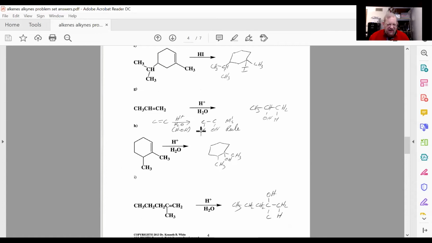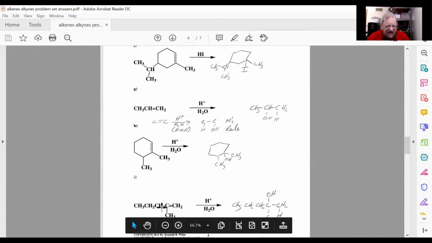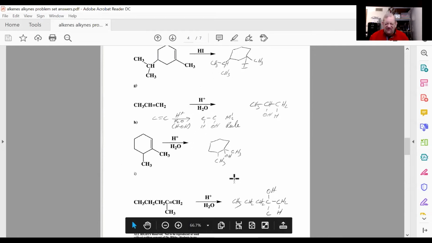And you break the pi bond. One carbon gets the H, the other gets the OH. And again, it follows Markovnikov's rule. The carbon of the double bond with the most hydrogens gets the hydrogen. The other carbon of the double bond gets the hydroxyl. And if we look at I, the first carbon has 2 hydrogens, second 0. Oh no, don't look. It's a naked carbon. That should be CH3. Oh, I'm so embarrassed.